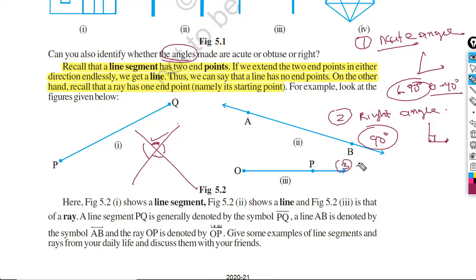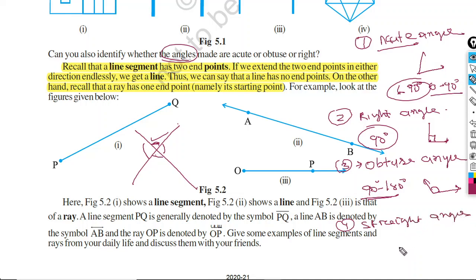Now number 3 was obtuse angle. In an obtuse angle, the measurement of the angle was between 90 degrees and 180 degrees, and both 90 and 180 are not included. The figure will be like this. Now fourth, that is straight angle. In a straight angle, the measurement is 180 degrees and the angle will be like this.